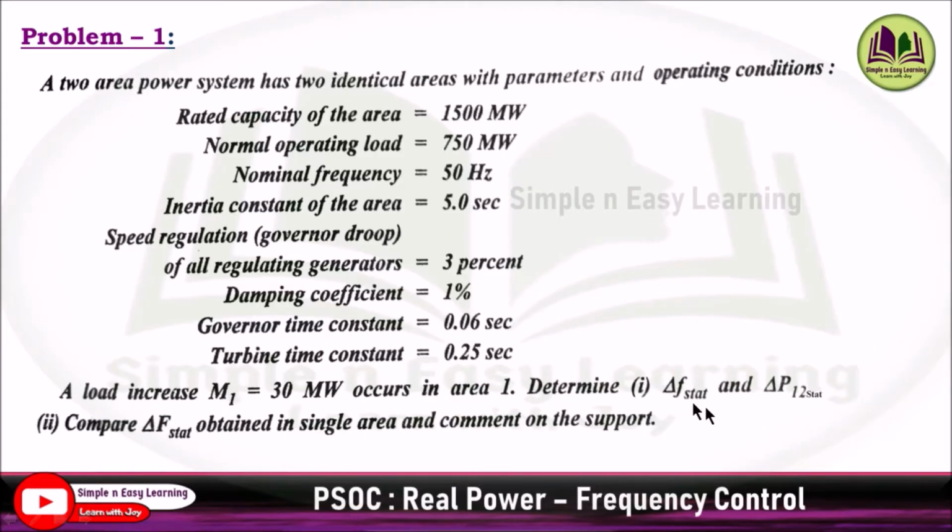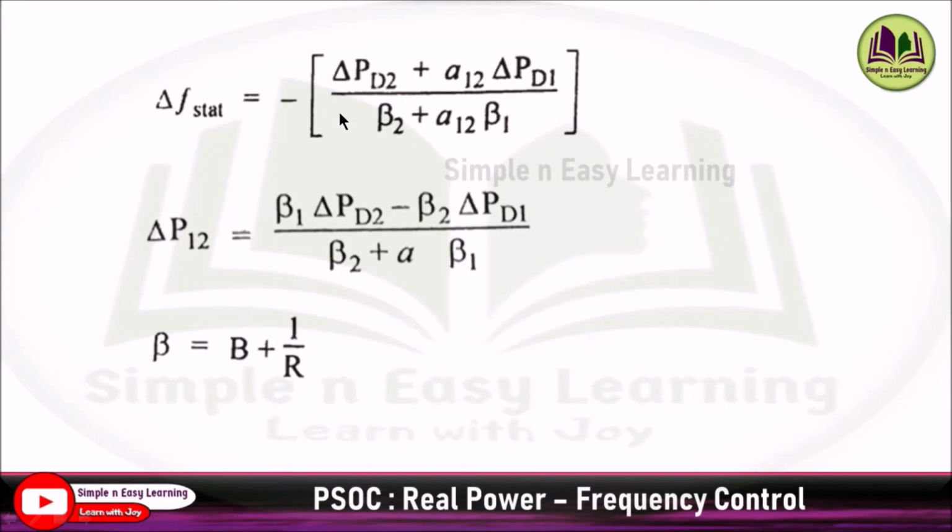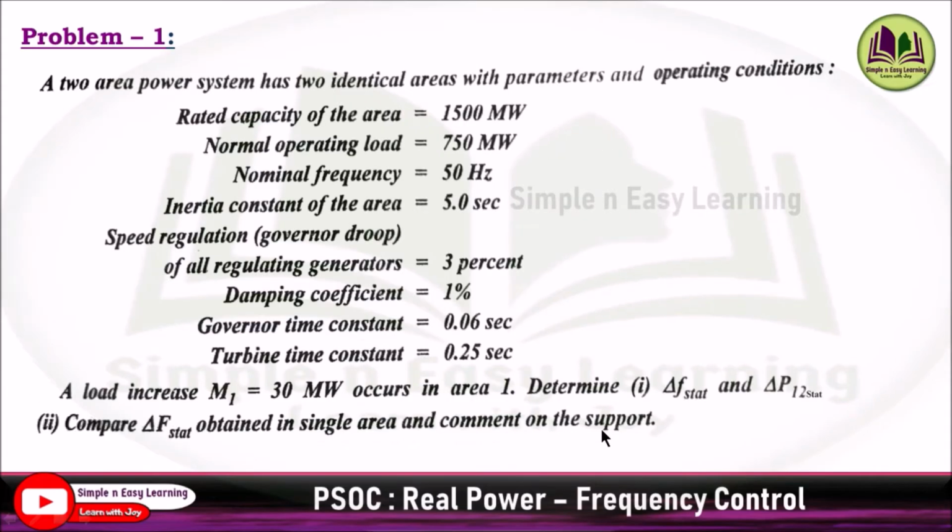To calculate del F stat, you can use this formula: del F stat equals minus del PD2 plus A12 del PD1 divided by beta 2 plus A12 beta 1. And the change in tie line power flow between area 1 and 2, del P12, is equal to beta 1 del PD2 minus beta 2 del PD1 divided by beta 2 plus A12 beta 1, where beta is equal to B plus 1 by R. Solution.